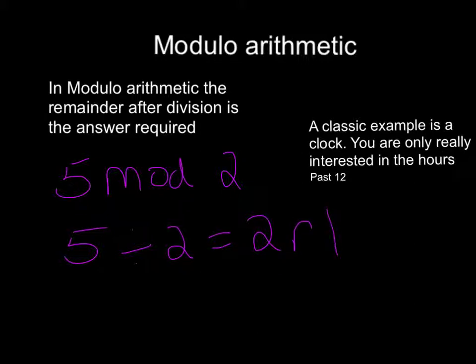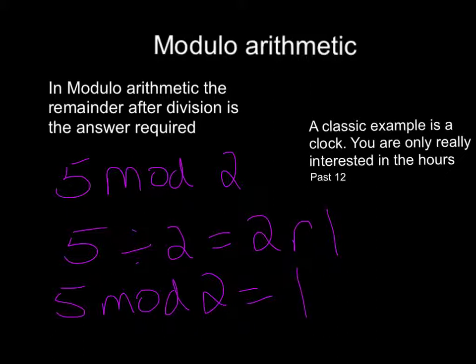So the key thing here is that remainder. It's the remainder that we're after each time with mod. So we can say here that 5 mod 2 is equal to 1. So the answer in this case, 5 mod 2, is 1.